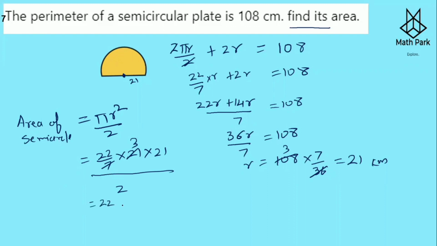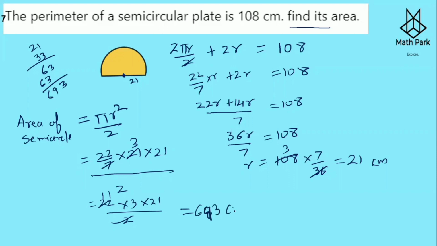So you have 22 into 3 into 21 divided by 2. 2 11s are 11 times 3 is 33, and 33 into 21. So 21 into 33: 3 ones are 3, 3 twos are 6, 3 ones are 3, 3 twos are 6. So 3, 6 plus 3, 9. You get 693. 693 centimeter square is the area of this semicircle.